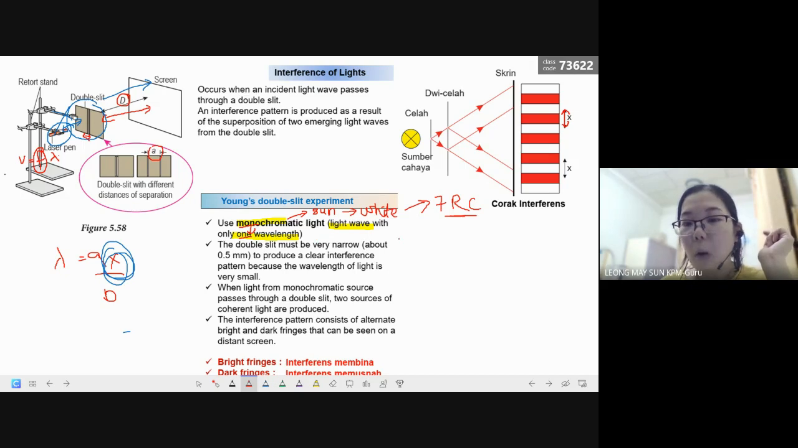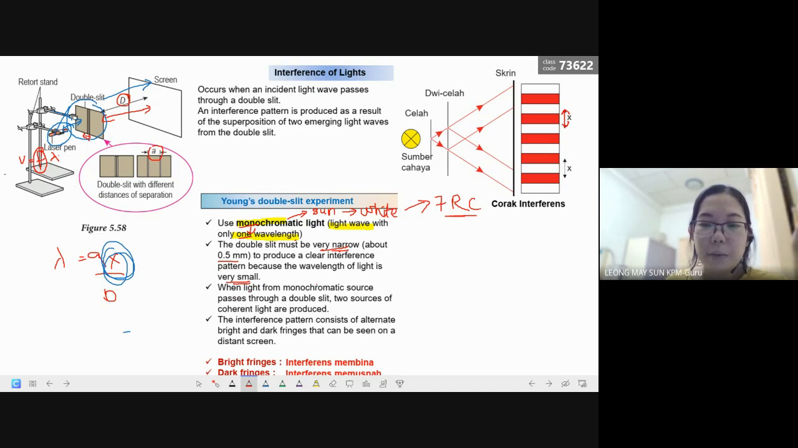A red laser pointer, blue laser pointer or green laser pointer has a single wavelength, single frequency light wave, so they are monochromatic light. The double slit must be very narrow, 0.05 millimeter to 0.5 millimeter, to produce a clear interference pattern, because the wavelength of light is also very small.